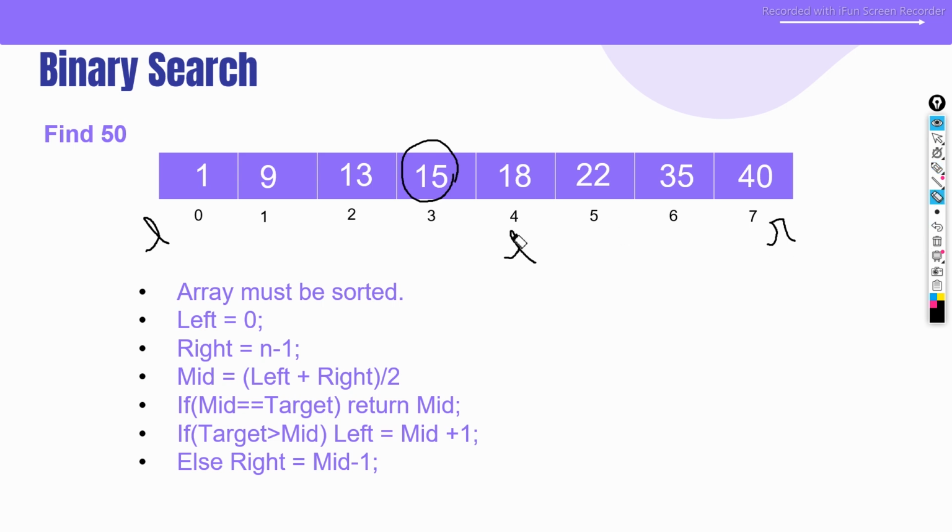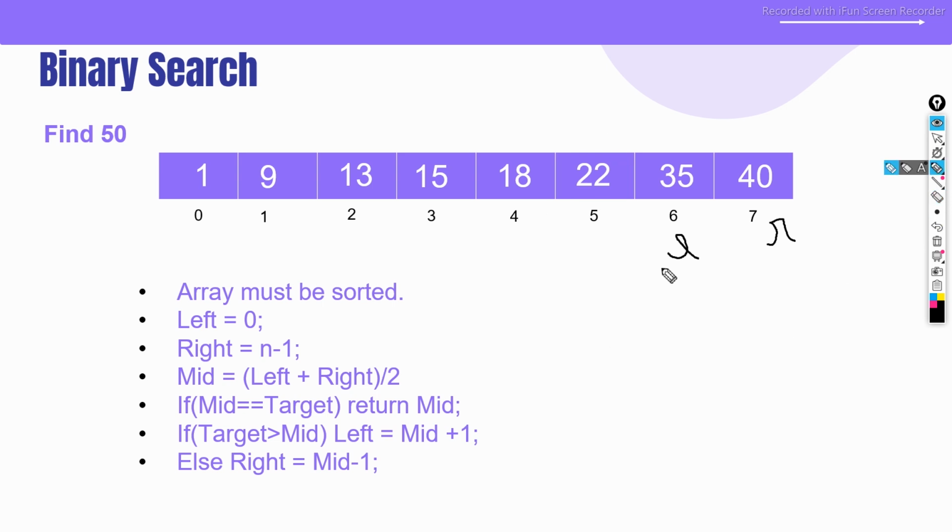Then again, if we run, the meet will be 22, and now our meet is not equal to 50. Then where will we update, left or right? Now you have to make a decision. So we will check if 50 is greater than 22. Yes, 50 is greater than 22. We will update our left. So left will come here, and now we have to find our meet again.